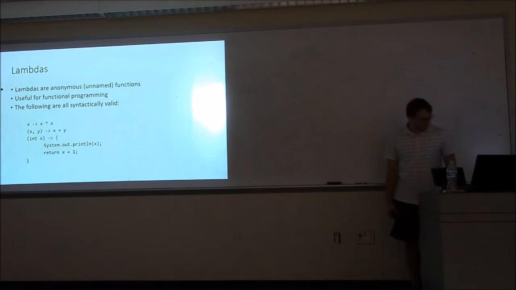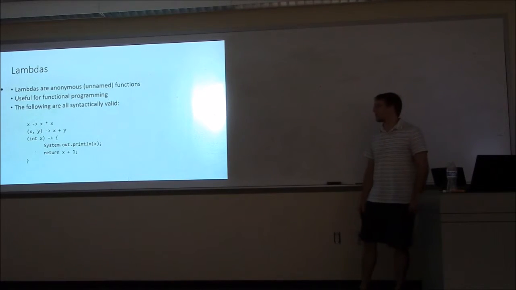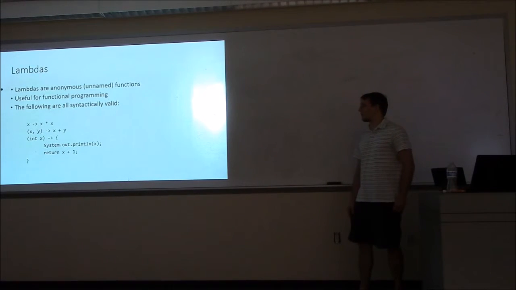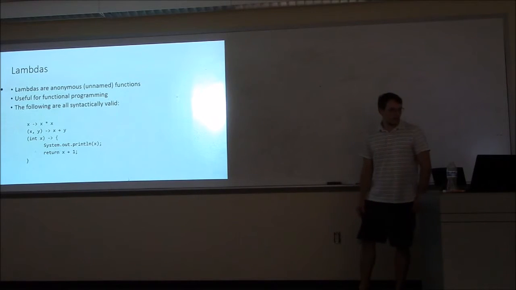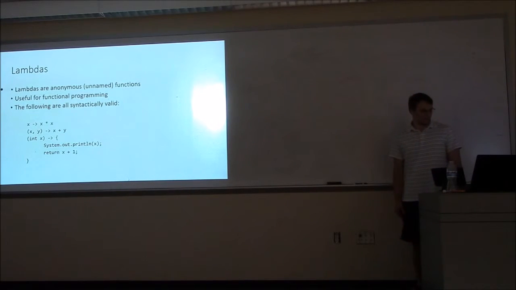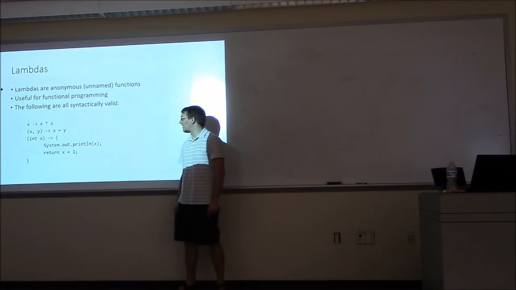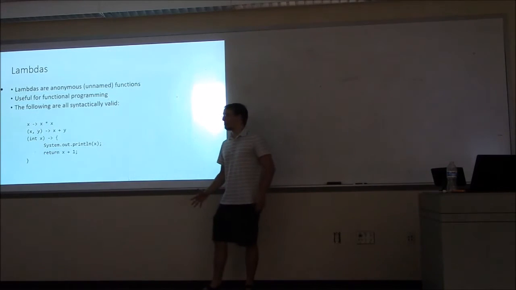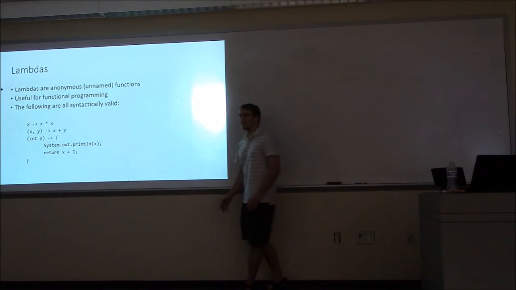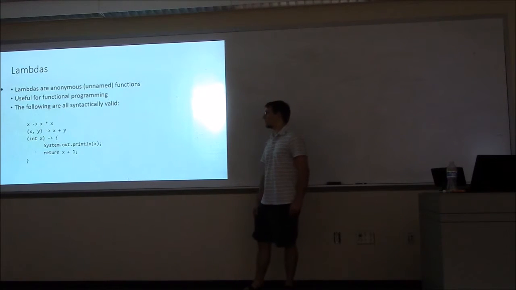I think this is the last thing in my slides. So lambdas are just anonymous or unnamed functions that are particularly useful for functional programming. And you guys have used them a lot already in the labs. But I just wanted to highlight the syntax, the different options for creating lambdas. So the first option is the most compact, which is a single parameter followed by the arrow operator and then some expression. And you don't need any parentheses, it's just a single parameter and a single expression.